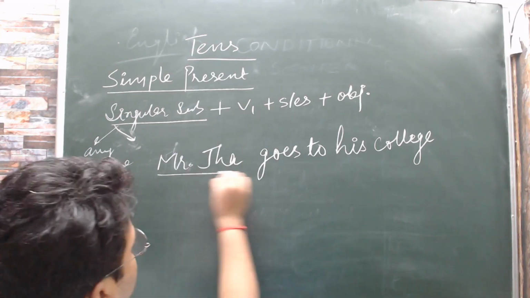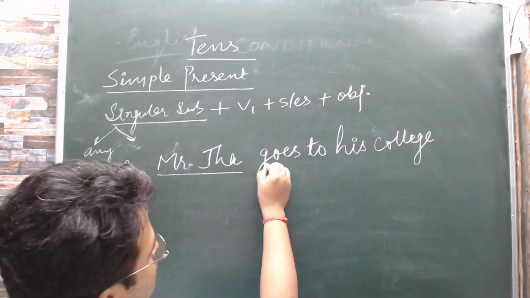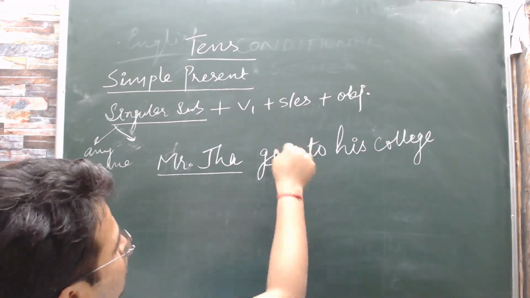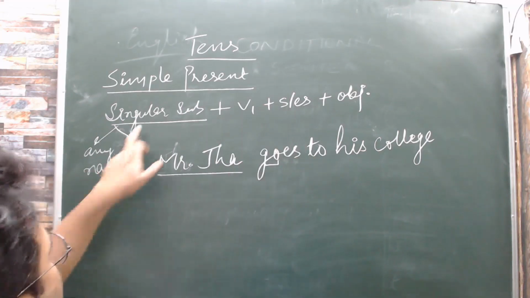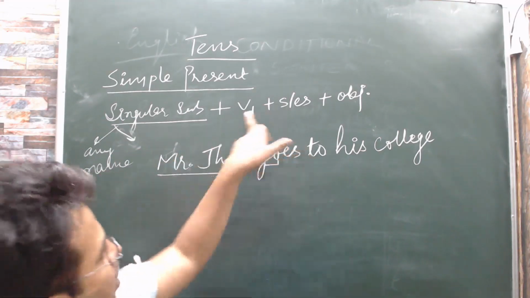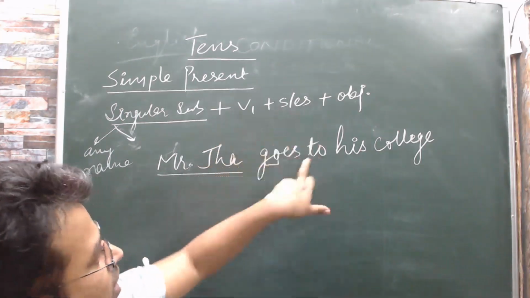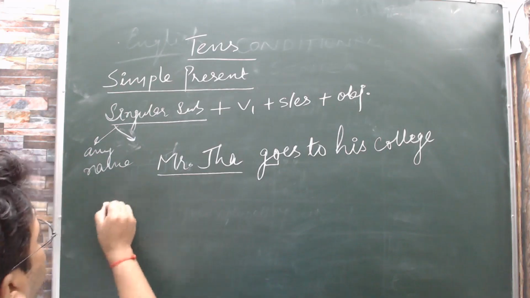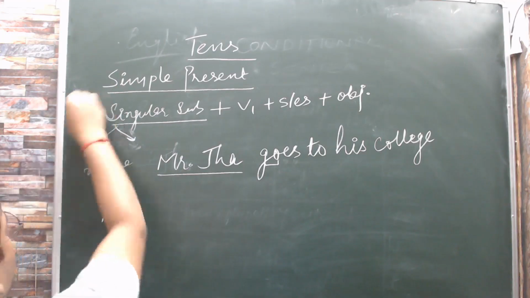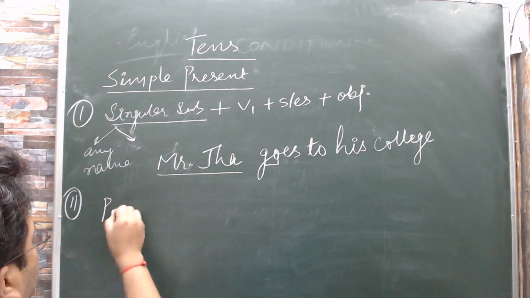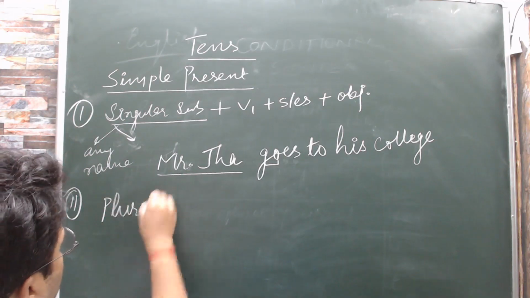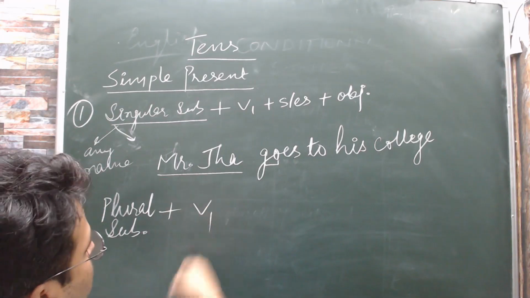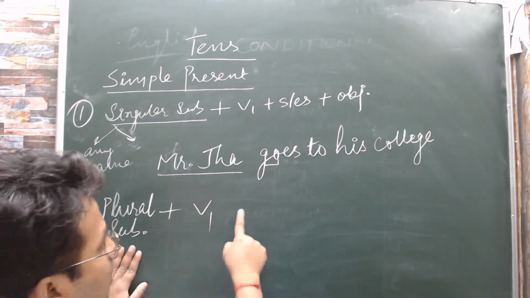So here Mr. Jha is a singular subject, and the main verb is go, and we used es with the go, because whenever we have the singular subject, we use s and es with the main verb, plus his college. But whenever we have the plural subject, this one is the first structure. Second structure, if we have the plural subject, we use verb first form, and with the plural subject we cannot use s/es.